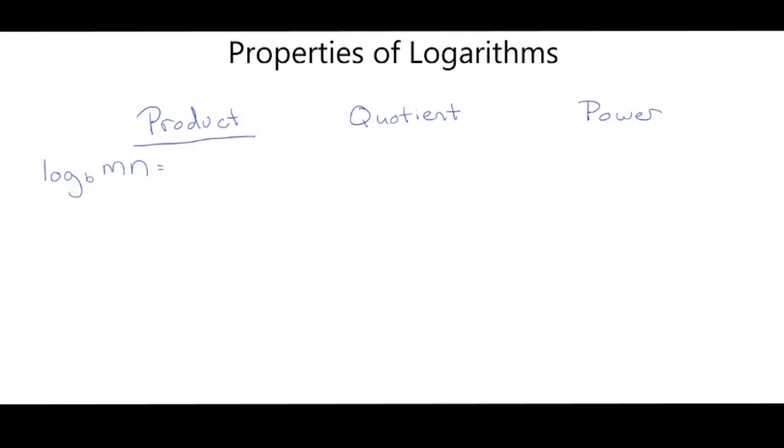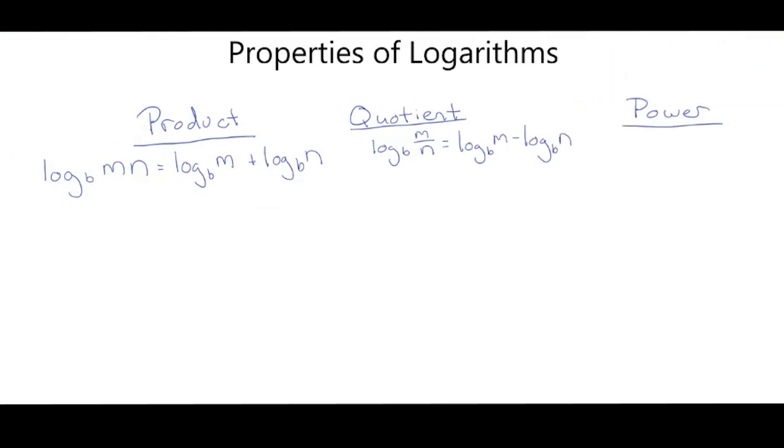For the product property, we're going to say that log base b of mn is equal to log base b of m plus log base b of n. For the quotient property, we'll say that log base b of m over n is equal to log base b of m minus log base b of n.